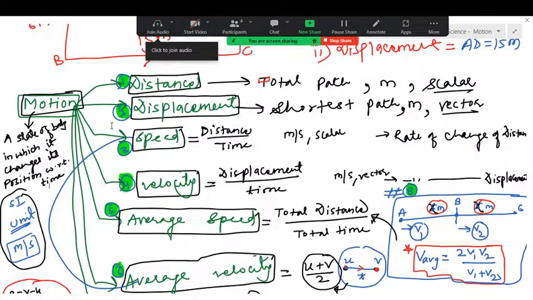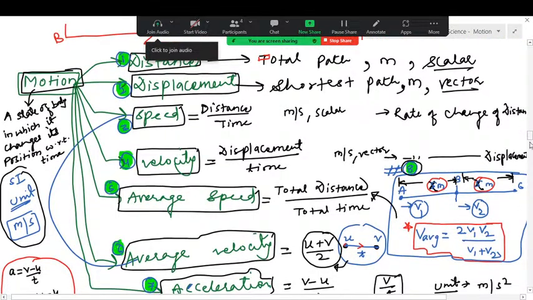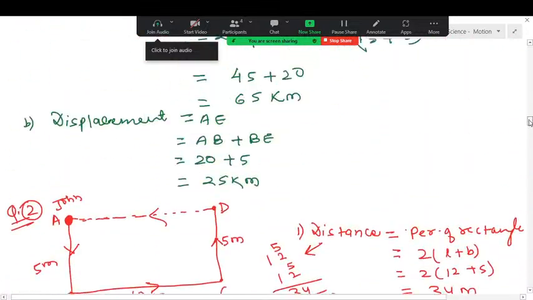And this is a special case of average speed. What is the special case of average speed? Let's say you are traveling two same distances with two different velocities. Then you can use this formula, twice v1 v2 over v1 plus v2. I'm helping with an example. Let's say you have an example for this.